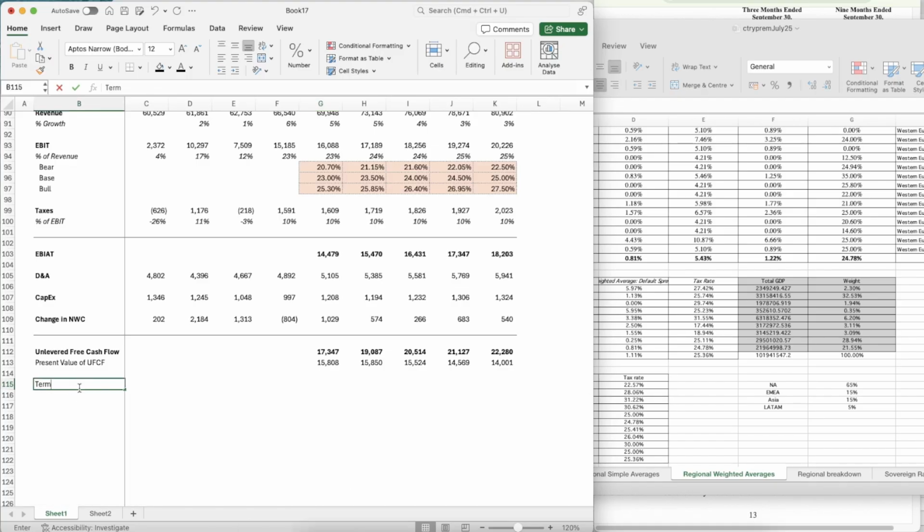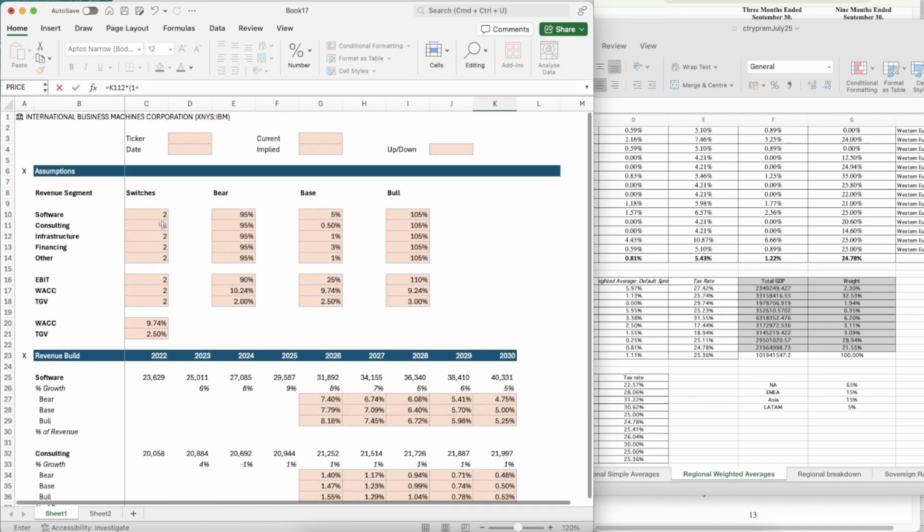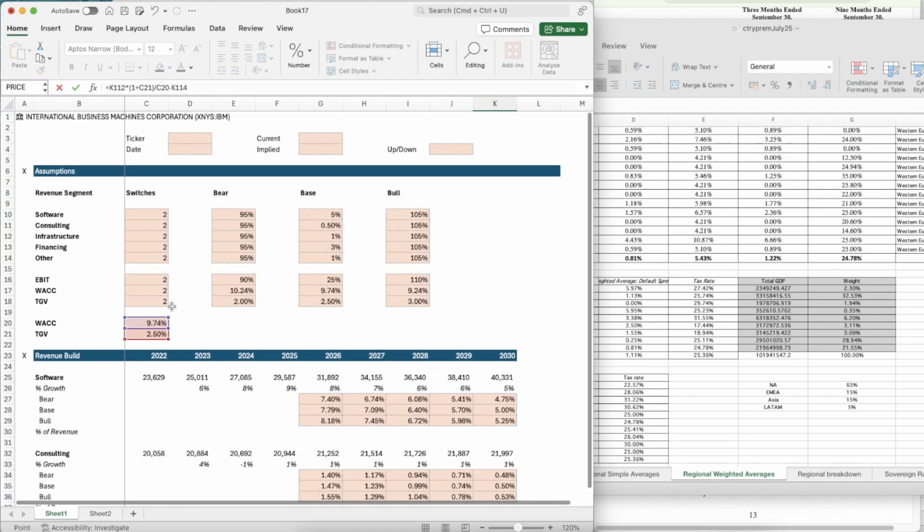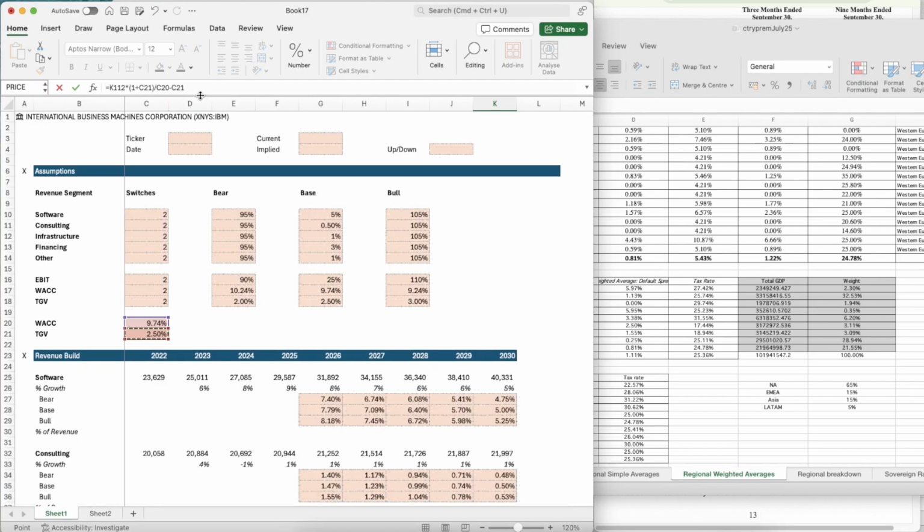Now your terminal value. What we do here is we go equals, we take the final year that we forecasted, a free cash flow, and we multiply by 1 plus the perpetual growth rate, which is the terminal growth value. Close brackets, divided by your WACC minus your terminal growth value. Have I got that right?